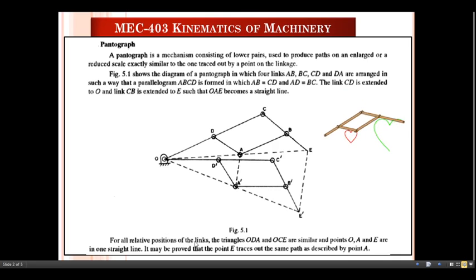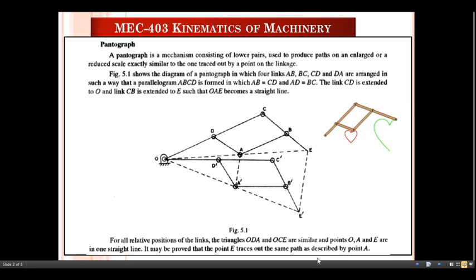For all the relative positions of the links, the triangles ODA and OCE are similar and the points O, A, E are in one straight line. It may be proved that point E traces out the same path as described by point A. This will be clear to you with the help of this animation.